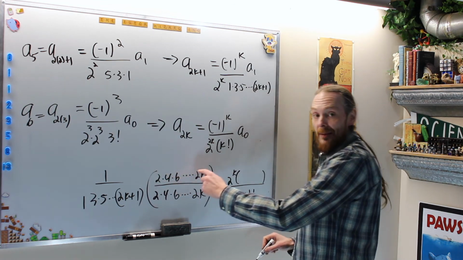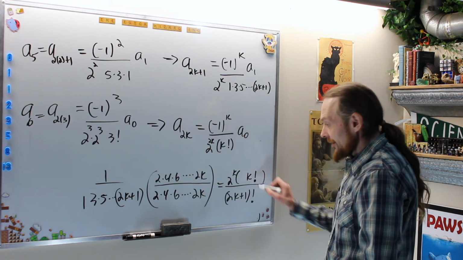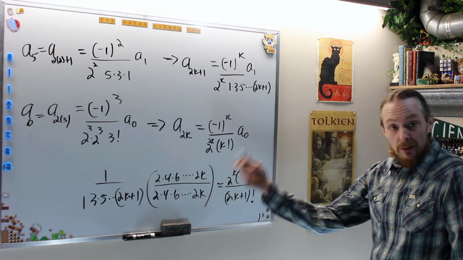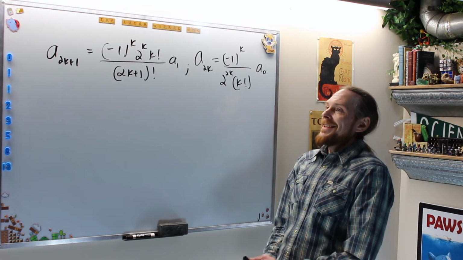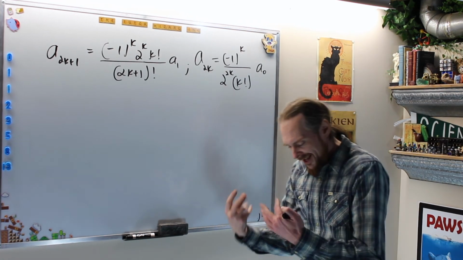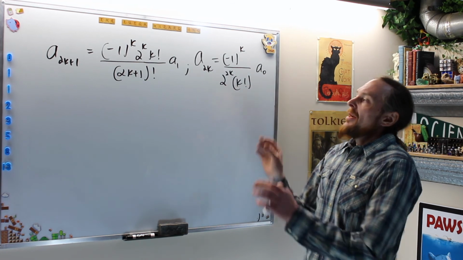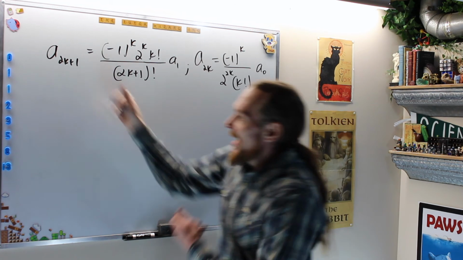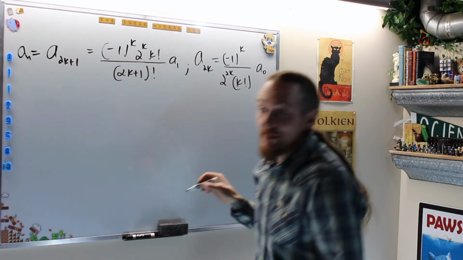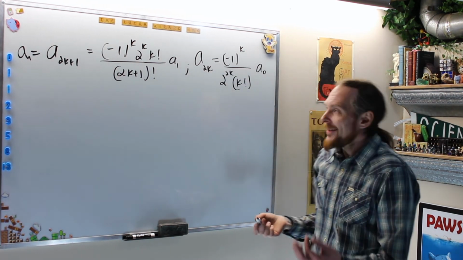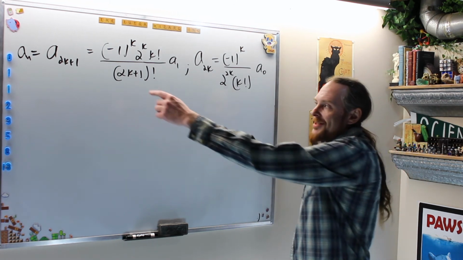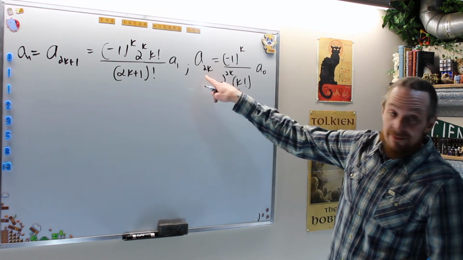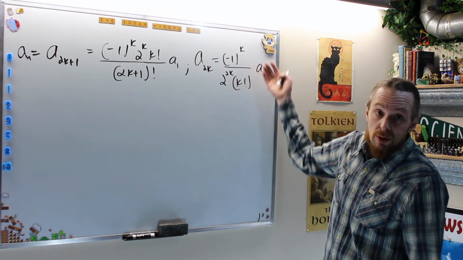1 times 2 times 3 up to k, which will be k factorial. So that is actually equal to 2 to the k factorial over 2k plus 1 factorial. In the last step, now that we've used the k's, it's solving the recursion relation. Now that we have everything, for every index n, if it's odd, the coefficients of the power series look like this, and it depends on a1. If n is even, it'll be 2k, and the coefficients will look like this.